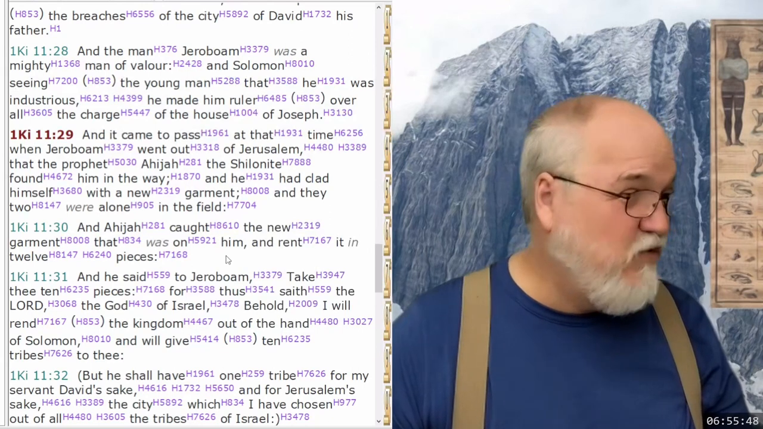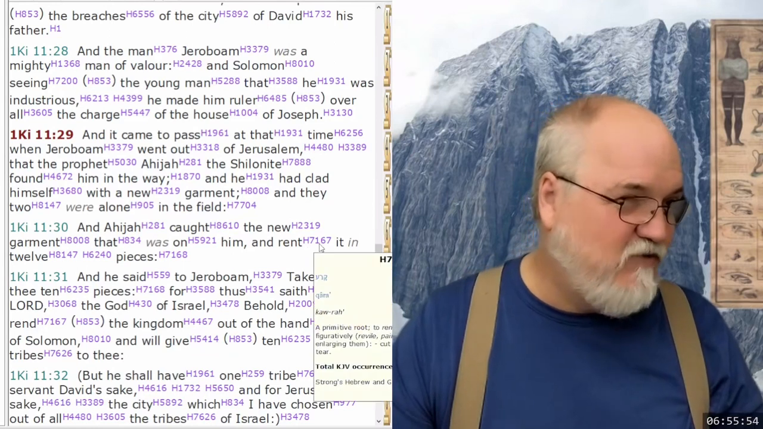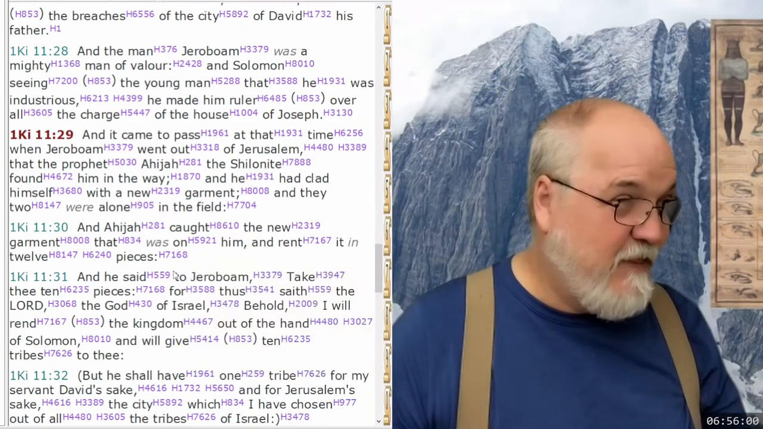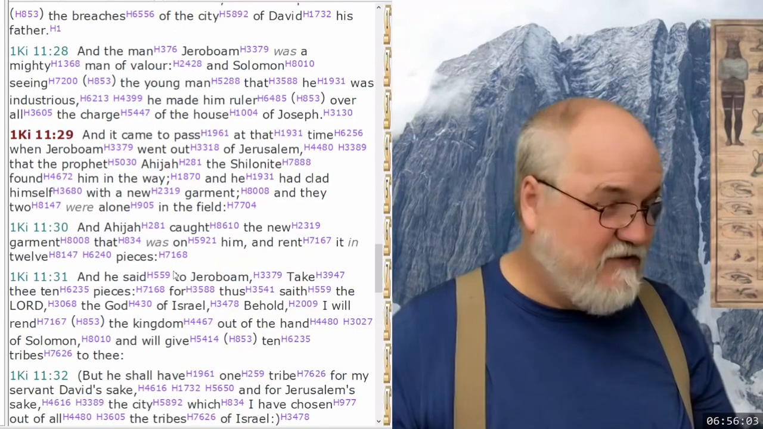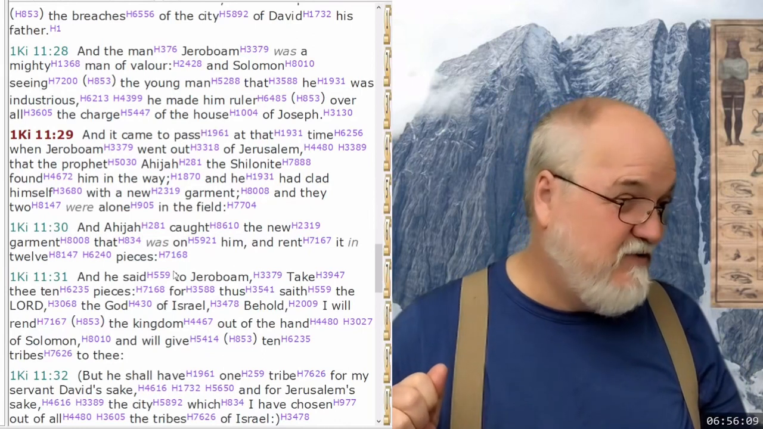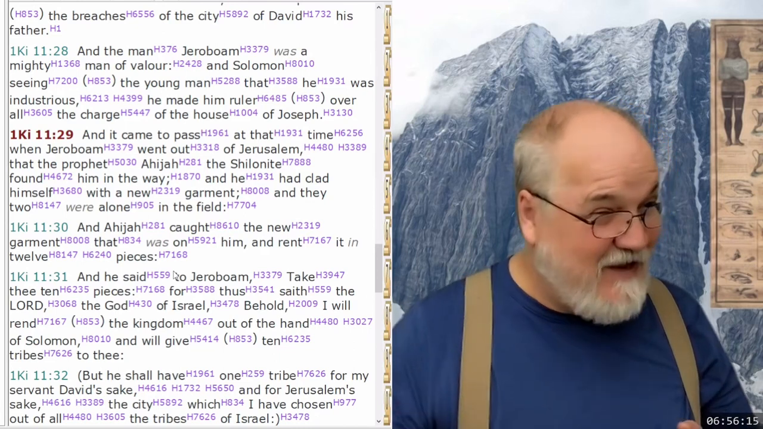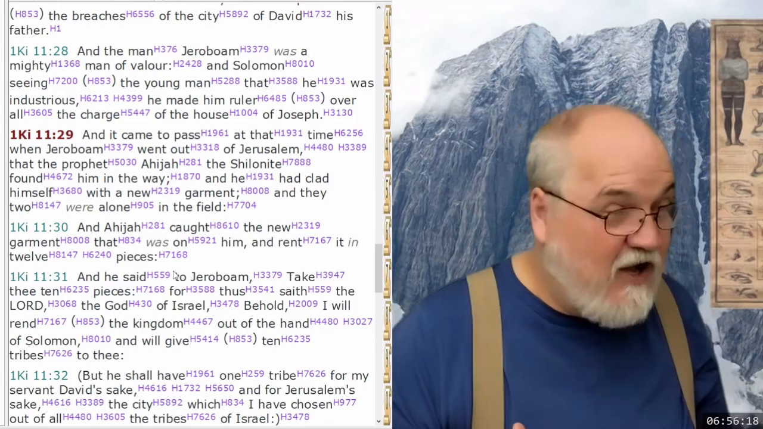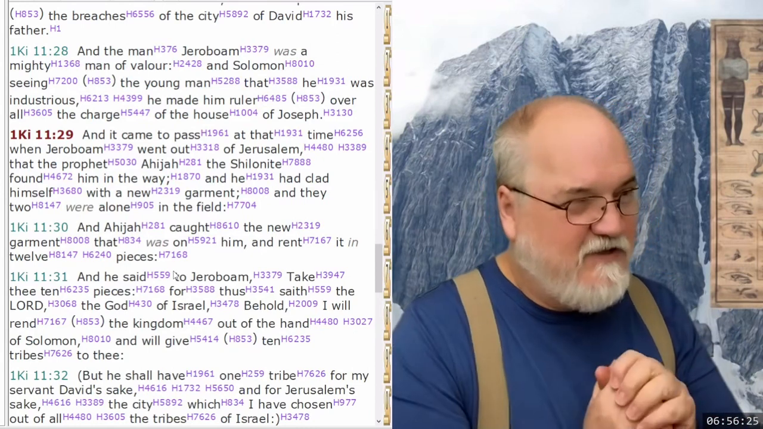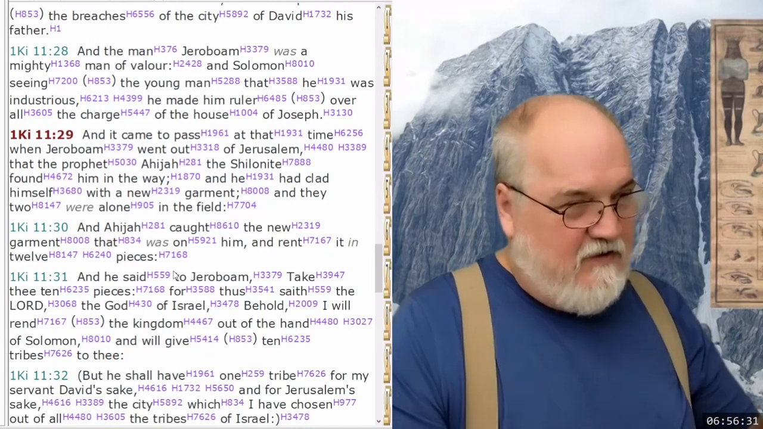Now, it says he rends it or pieces it into 12 pieces, right? Because they're the same basic word, 7167 being used as a verb, 7168 being used as a noun. But he's going to give 10 pieces to Jeroboam, and he says that one, in verse 32, but he shall have one tribe for my servant David's sake. So he gives him 10 pieces, but he talks about one. That seems kind of odd, because that's 11 pieces. And then, Dwight, you made a suggestion that this has something to do with the pieces of the garment.